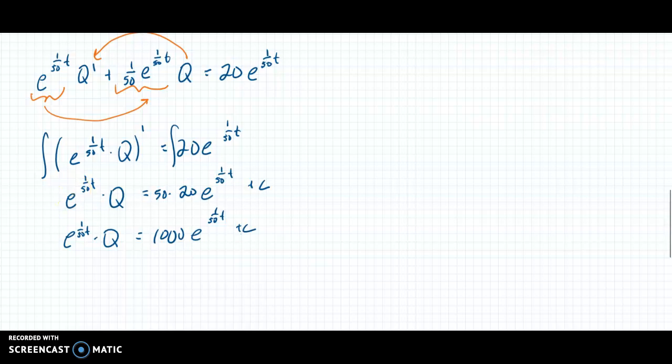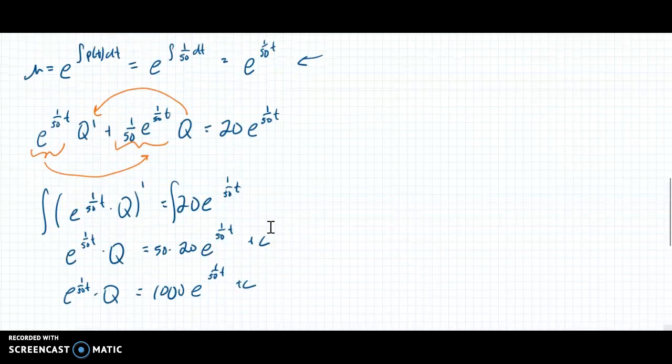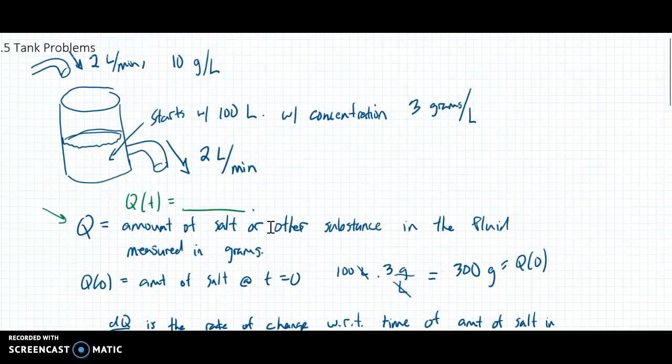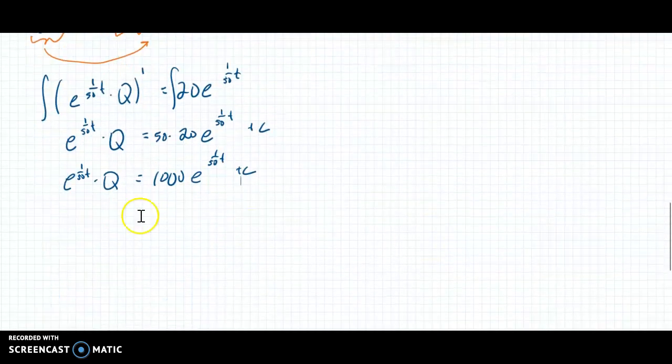All right, so here's where I'm going to solve for my plus C. Now, let me go back up. Talked about this quite a while ago. But remember, Q(0), I figured out, well, if I've got 100 liters and each liter has 3 grams, then I can multiply like this using dimensional analysis and get that Q(0) is 300 grams. So that's what I'm going to use here. I'm going to say Q(0) is, actually, do it up here.